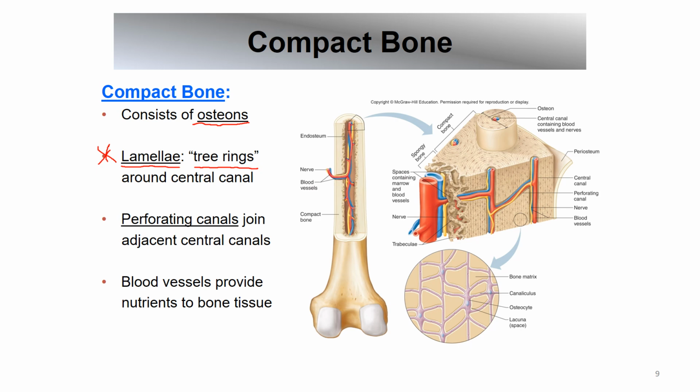Central canal is the canal running on the inside of each osteon, and this includes the blood vessels and the nerves. Perforating canals are canals going in between the central canals in the different osteons. So in the picture, it's this part here. This picture won't be on your exam, but it's showing here what a perforating canal means. And then blood vessels that are going inside the central canal or in the perforating canals, these blood vessels are providing nutrients and oxygen and then taking away the waste products.